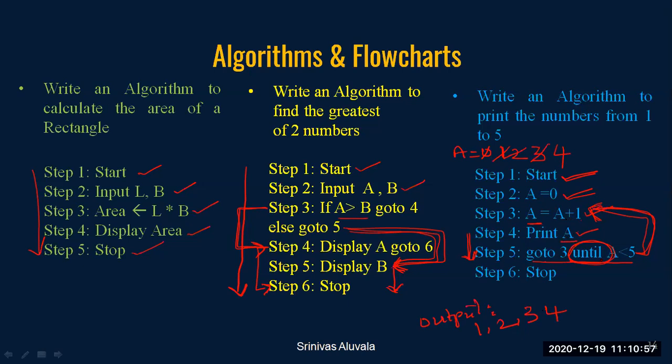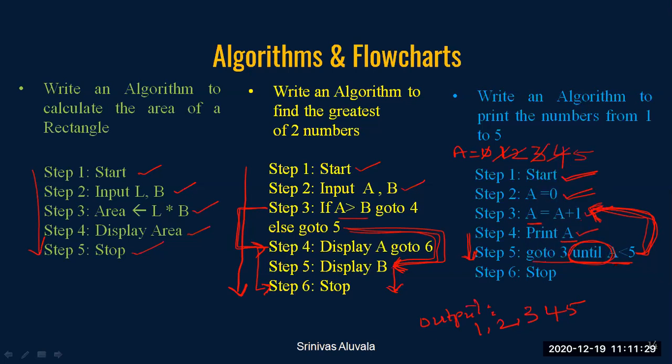What is step 5? As long as a is less than 5, move to step number 3. What is step number 3? a equals a plus 1. 4 plus 1 is 5. When a has become 5, it prints 5. Now the a value is 5. When a is 5, print a. After 5 is printed, it goes to the fifth step. What is the fifth step? Go to 3 until a is less than 5.